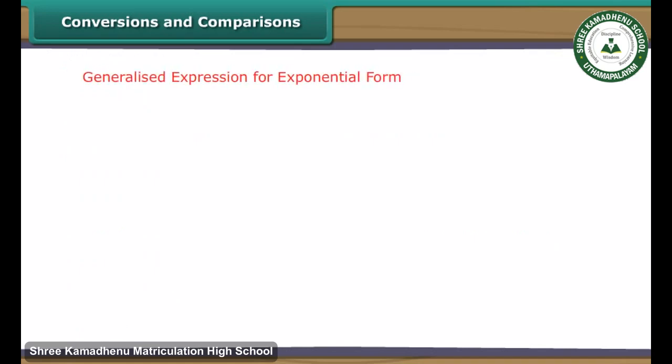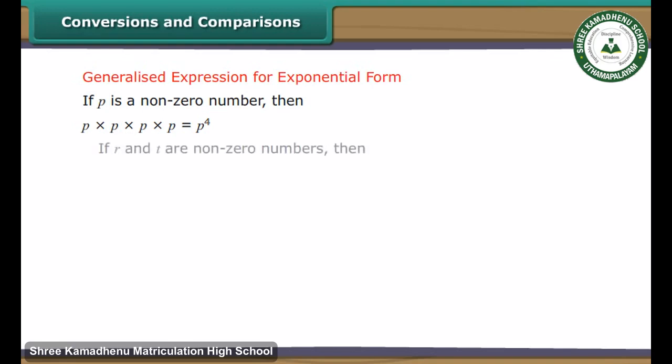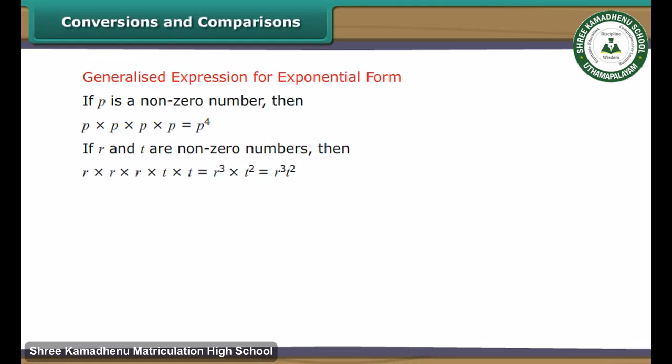Let us now evolve a generalized expression for representing numbers in exponential form. If p is a non-zero number, then p into p into p into p is equal to p raised to the power 4. If r and t are non-zero numbers, then r into r into r into t into t is equal to r raised to the power 3 into t raised to the power 2, which is equal to r cubed t squared.